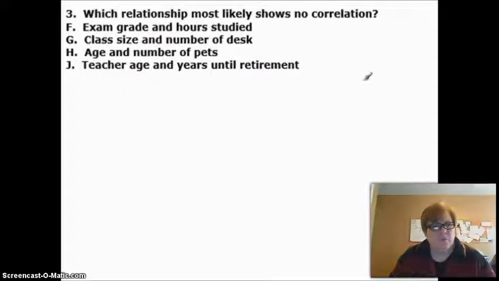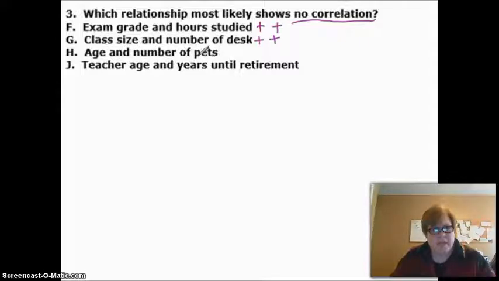Number 3, which relationship most likely shows no correlation? No correlation would indicate that no matter what the one does, the other one does what it wants. Okay, so let's see. Exam grade and hours studied. Well, I would expect my exam grade to increase the more I studied. So I believe that's going to be a positive correlation, right? Because as one increases, the other would also increase. Class size and the number of desks. Well, hopefully everybody in the classroom gets a desk, so as the class size increases, the number of desks would increase.